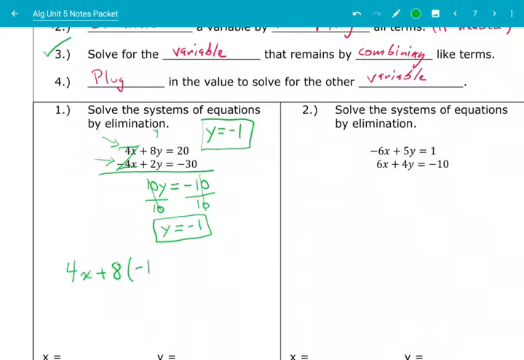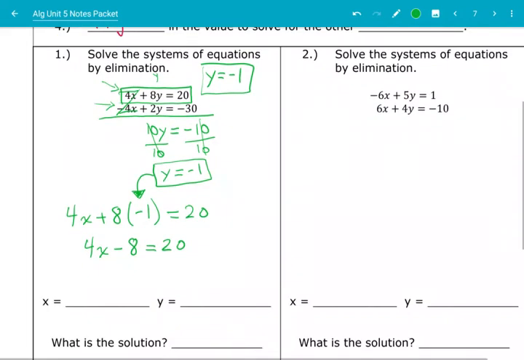Instead of y, I'm using minus 1. Look at it right there. Equals 20. That's the top one here. I'm using the top one again, so I just multiply this out. Now this is 4x plus 8 times a minus 1. Oh, that's a minus 8. So here's minus 8 equals 20. So now I can just solve for x. Oh, y is down here, minus 1.